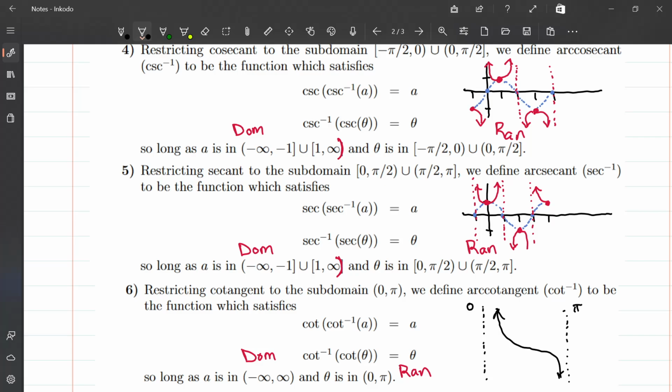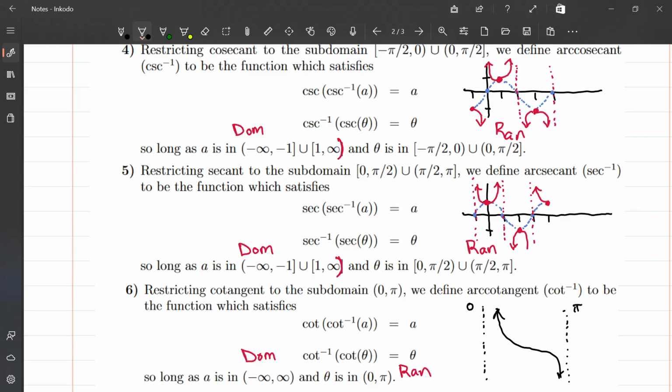Once we do that restriction, we are able to put down these predictable equations. Once again, cotangent goes down to negative infinity, up to positive infinity, so a must belong to negative infinity to infinity, and theta must belong to 0 to pi. And these are, once again, let me go ahead and state it over and over again, the domain and the range of arc cotangent. We're going to need these domains and ranges, and this is why I've labeled them this way.